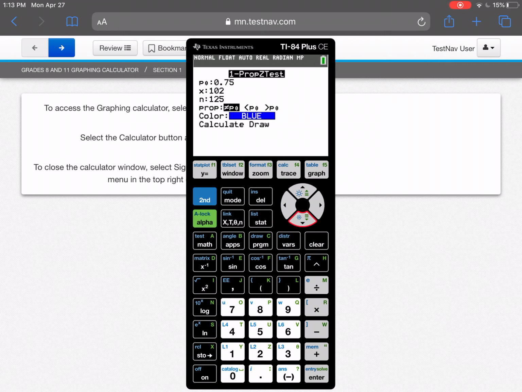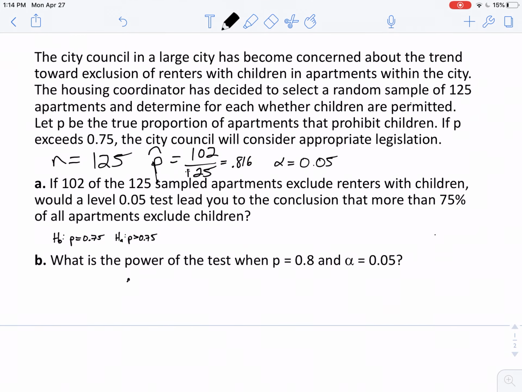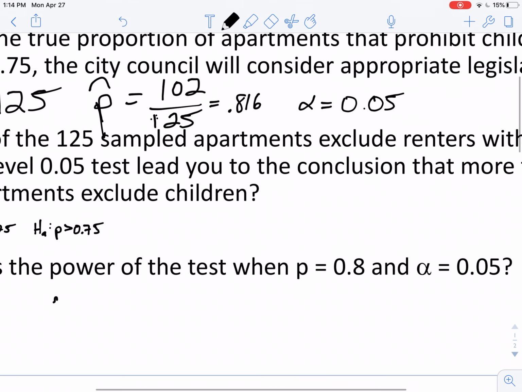I'm going to pick then the direction of my alternate hypothesis. So this was an upper tailed test or greater than. So I'm going to hit that. And then I'm going to go down to calculate. And where it just says p, that's your p value. So 0.004. Okay, so I'm going to write that down here. So that is my p-value.